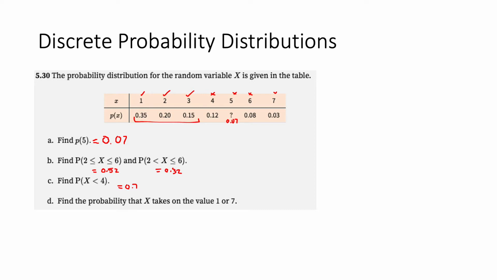Okay. We can move on to D, find the probability that x takes on the value of 1 or 7. Again, pretty straightforward. We can just go through the table and select the values that satisfy this, 1 or 7, and add them up. So we've got 1 and 7. The rest of these values aren't included, so we add them, and that gets us 0.38.